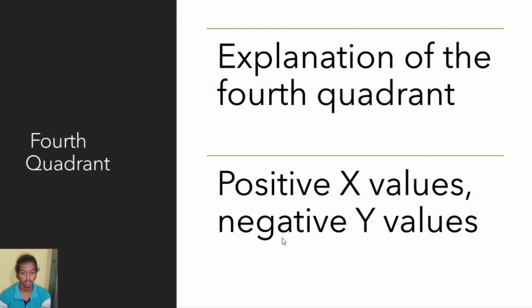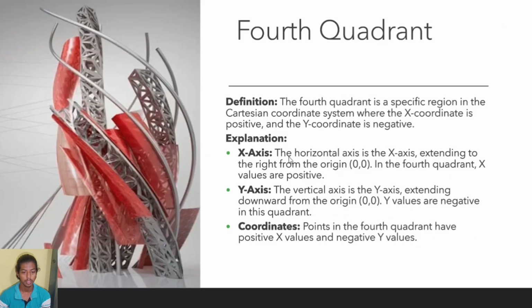Positive x values and negative y values. Fourth quadrant. Definition. The fourth quadrant is a specific region in the Cartesian coordinate system where the x coordinate is positive and the y coordinate is negative. Explanation. X-axis. The horizontal axis is the x-axis extending to the right from the origin 0, 0. In the fourth quadrant, x values are positive.